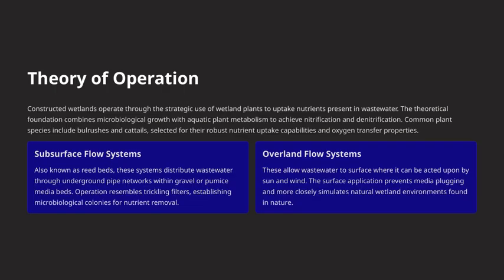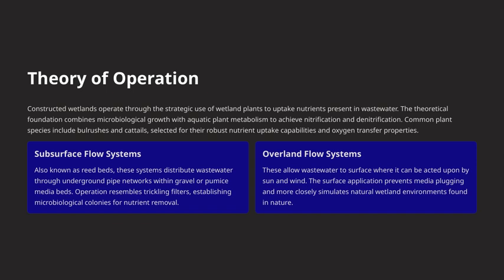Let's dive into the theory of operation behind constructed wetlands. Essentially, these systems use wetland plants to absorb nutrients from wastewater. The core idea combines microbiological growth with the natural metabolism of aquatic plants to facilitate processes like nitrification and denitrification, which are crucial for removing nitrogen compounds. When selecting plants, species such as bulrushes and cattails are popular because they are highly effective at taking up nutrients and also help transfer oxygen, which supports the microbial activity necessary for treatment.